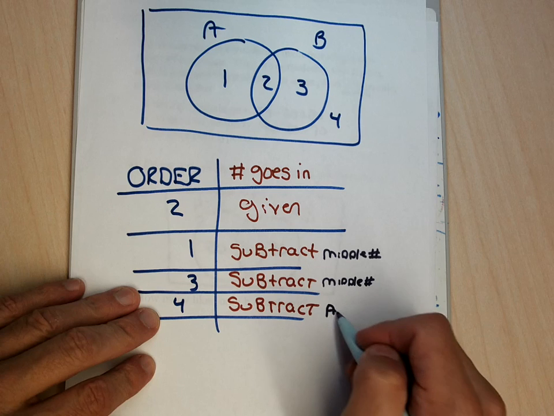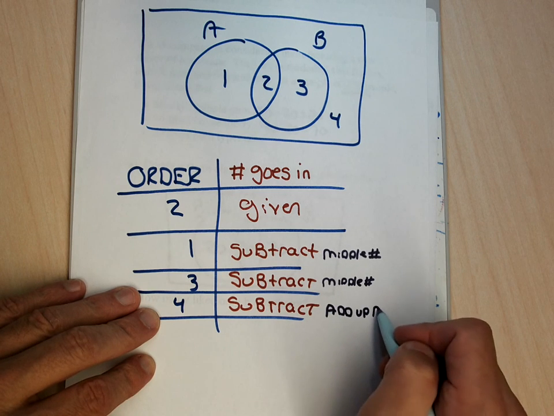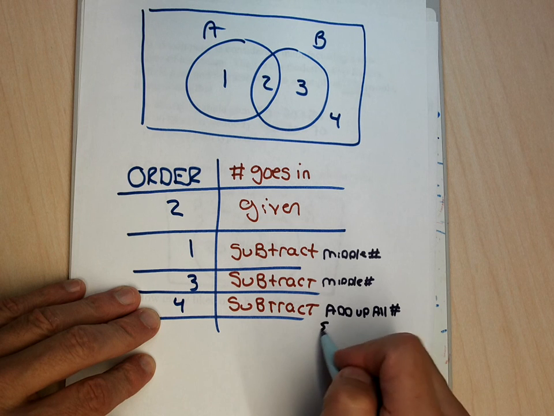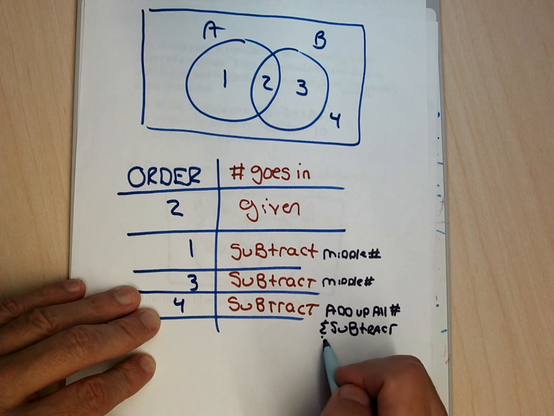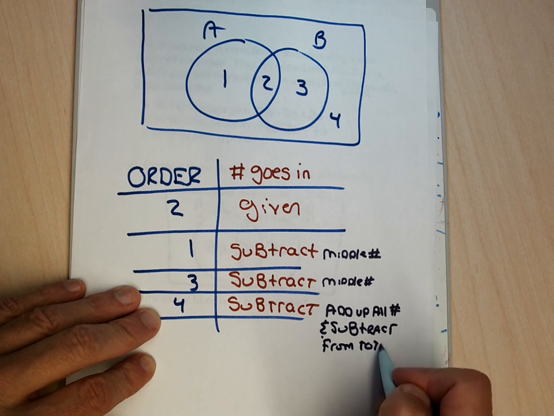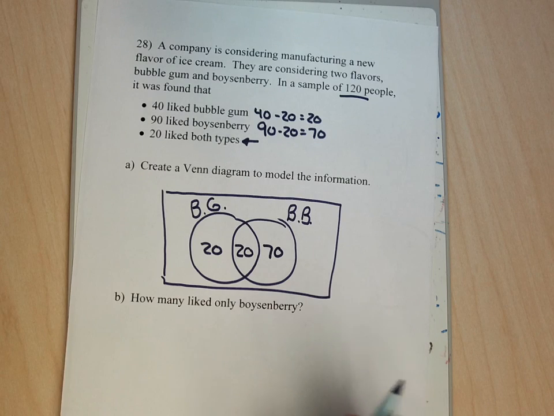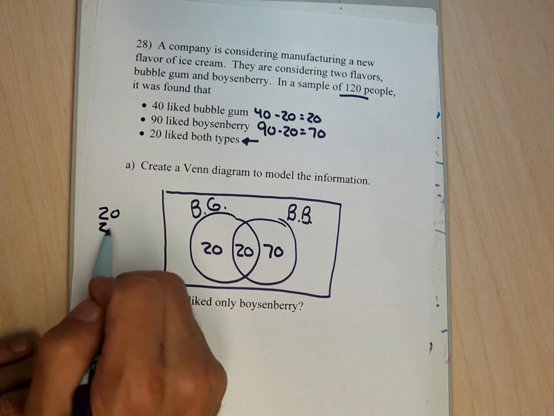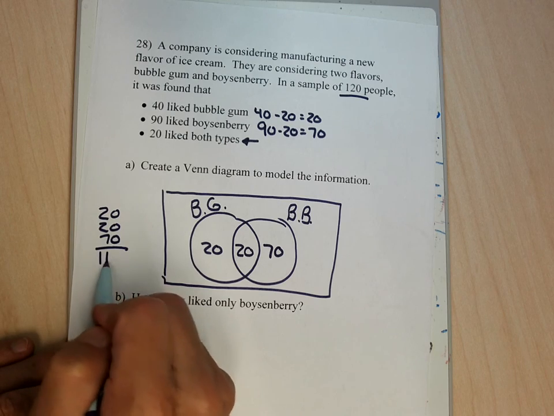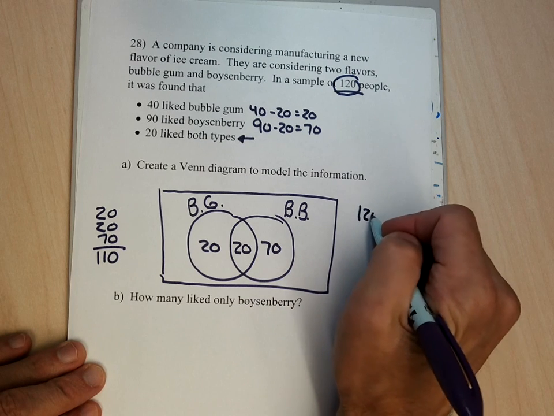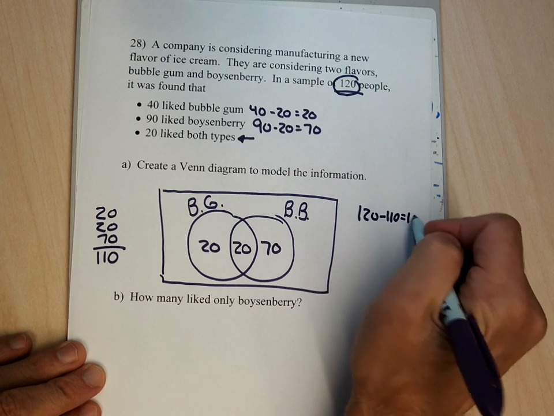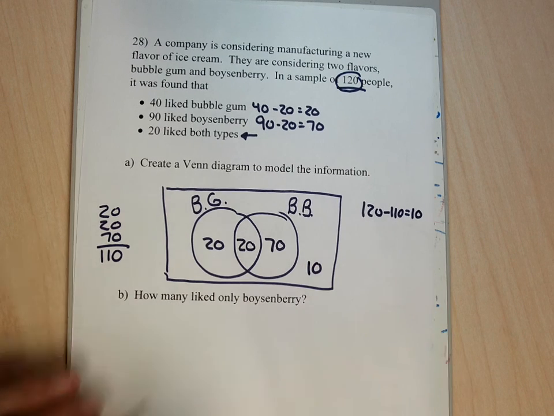And then the last region I'm going to get is outside. To get the outside, I'm going to add up all the numbers and subtract from the total. And the total is hidden in the sentence above. So I'm going to add up all the numbers, 20 plus 20 plus 70. Those add up to 110, and I'm going to subtract that from the total number. So I'm going to do 120 minus 110, and that will give me a 10 that goes outside the region. So that's done with my Venn diagram.